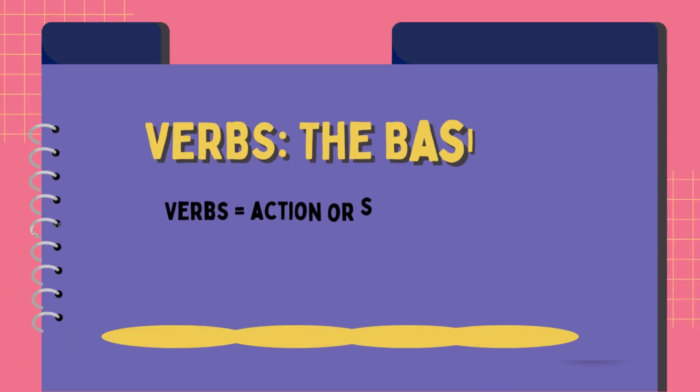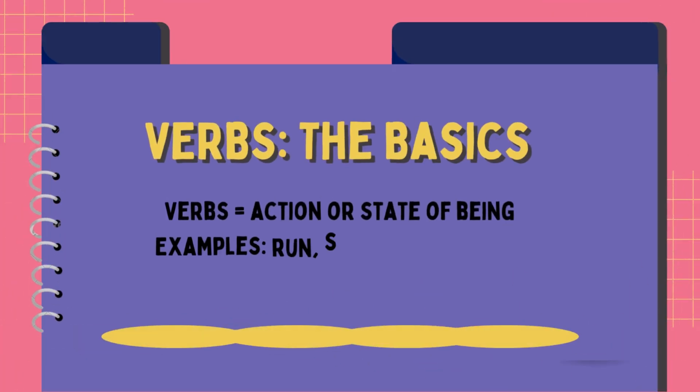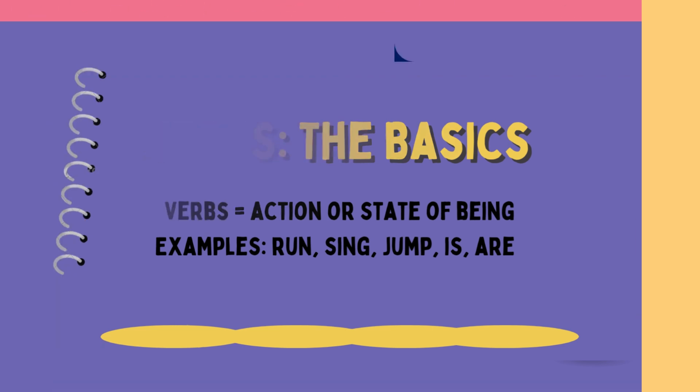Verbs are action words. They tell us what someone is doing, like run, sing, jump, eat. But verbs can also show a state of being, like is, am, are. For example, she runs every morning shows action. He is happy shows a state of being. Every complete sentence needs a verb.